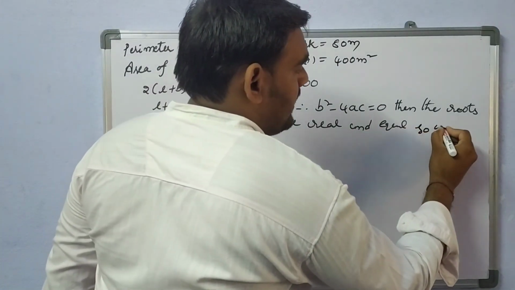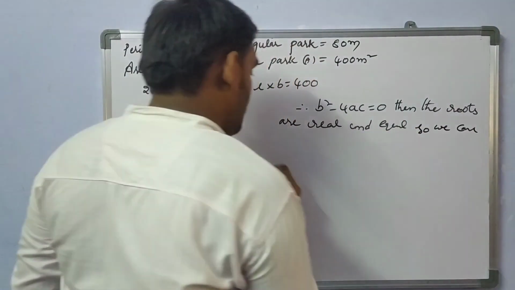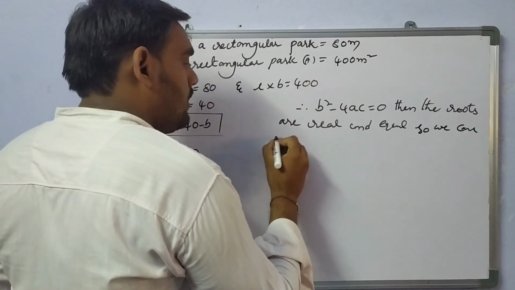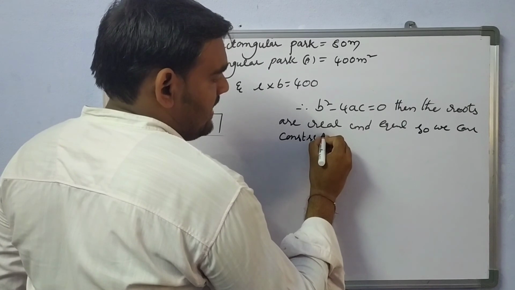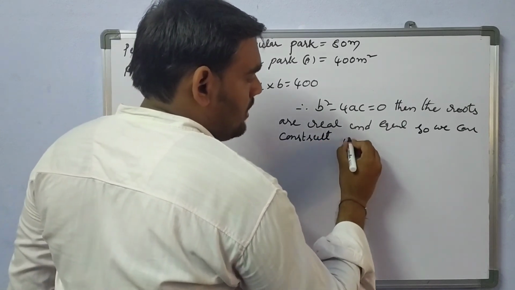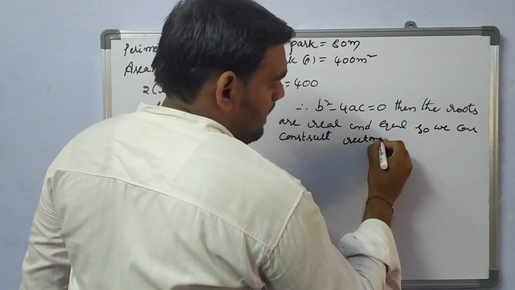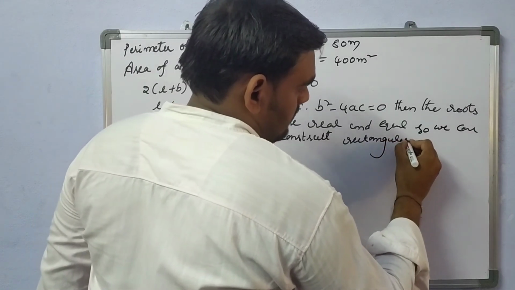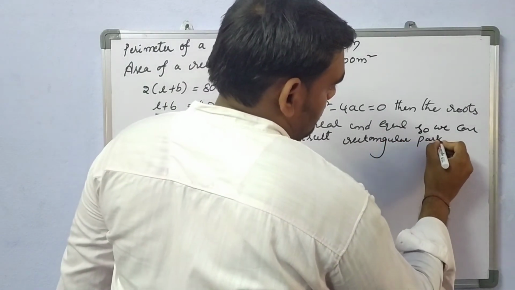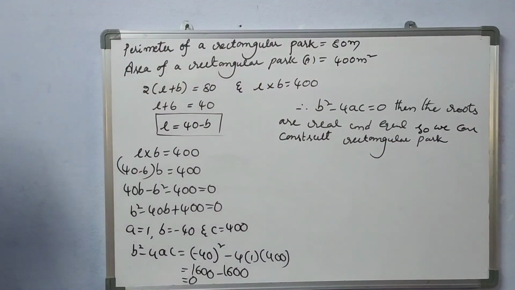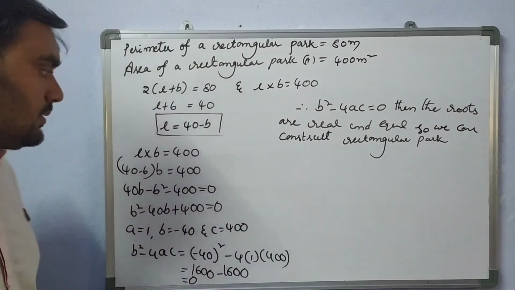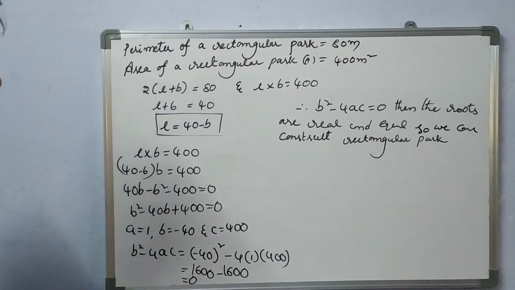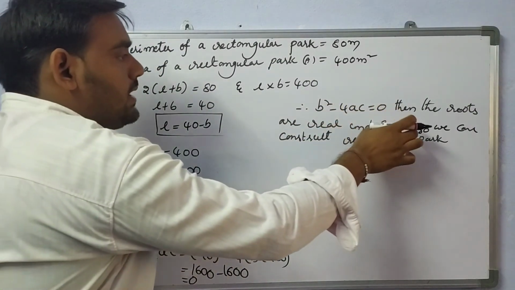So it is possible to construct and design a rectangular park. We can construct a rectangular park. Now, we need to find the dimensions of the rectangular park. We need to find the length and breadth. Roots are real and equal.